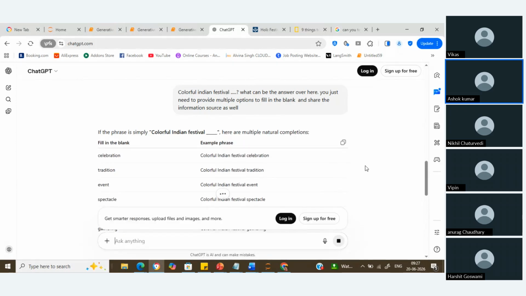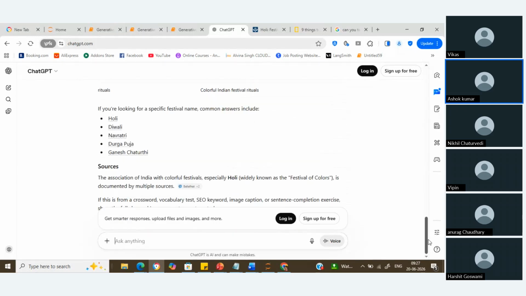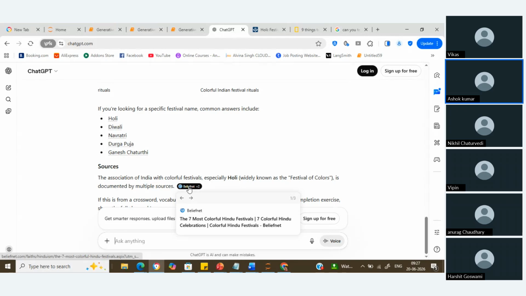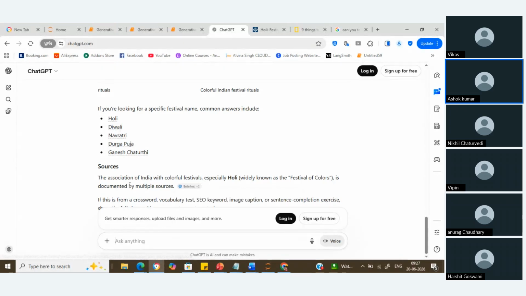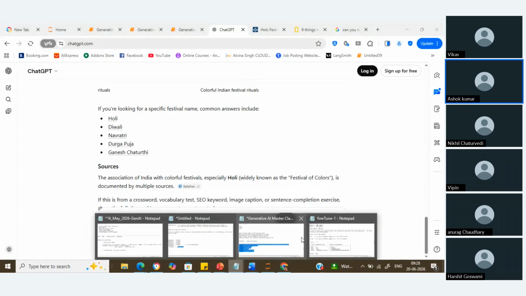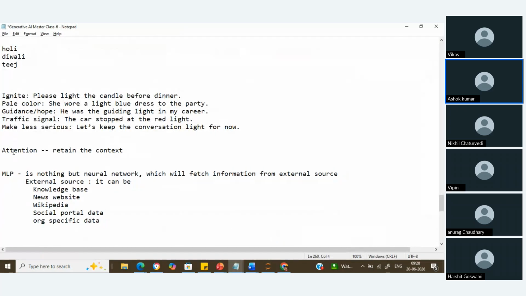Over here, you are able to see the sources. There are two websites providing this information. So what is happening here? I'm retaining the context, which is nothing but the attention phase, and then based upon that context, I look up from an external source, which can be anything, and fetch the required information. That is nothing but generation of new information, guys.